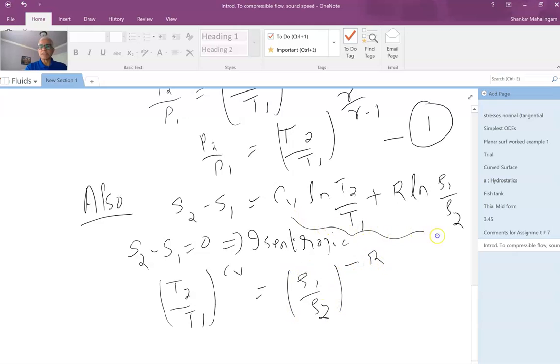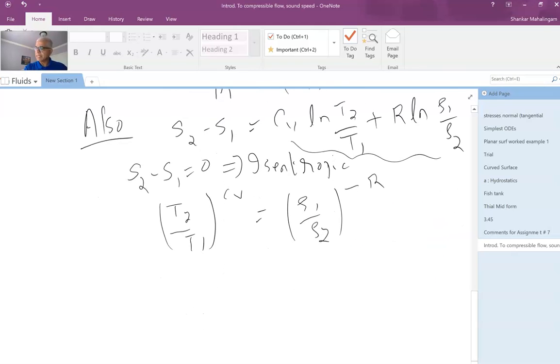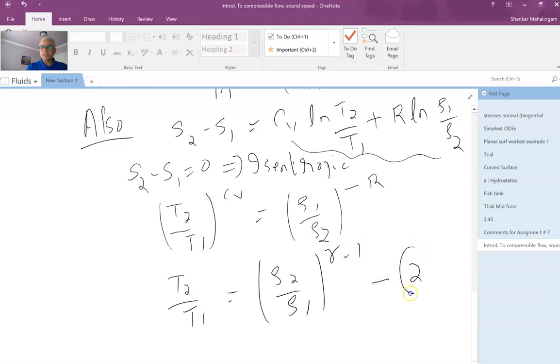In other words, I'm going to set this expression equal to 0, rearrange the left-hand side and right-hand side, and remove the ln term. So I can write down T2 over T1, and solve for that, it is simply rho 2 over rho 1 to the power gamma minus 1. That's easy to work out. So we'll label this as equation 2.